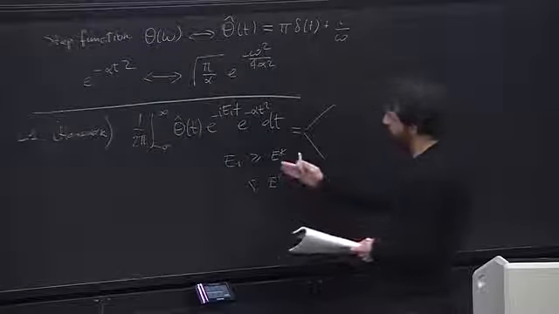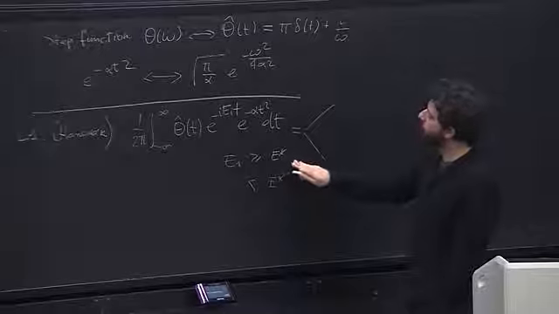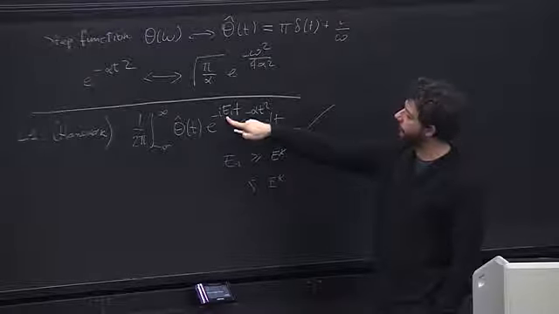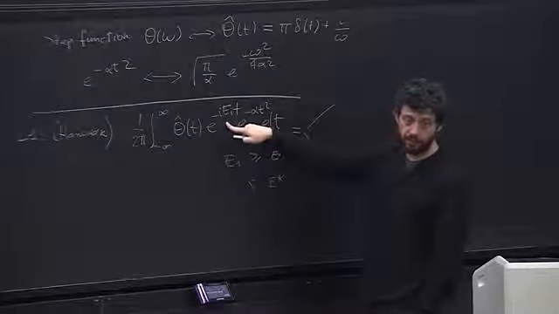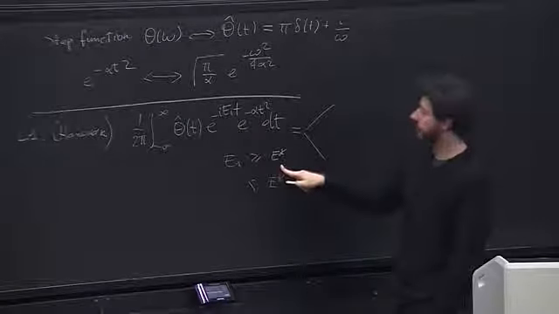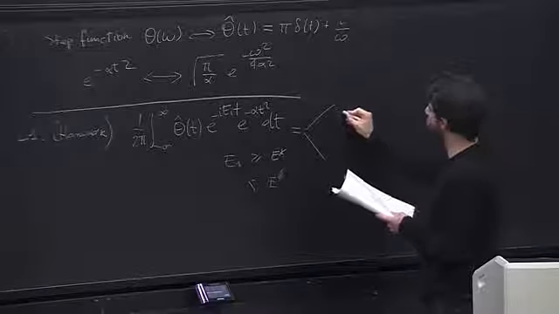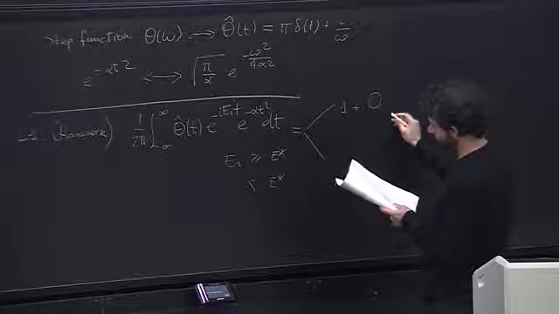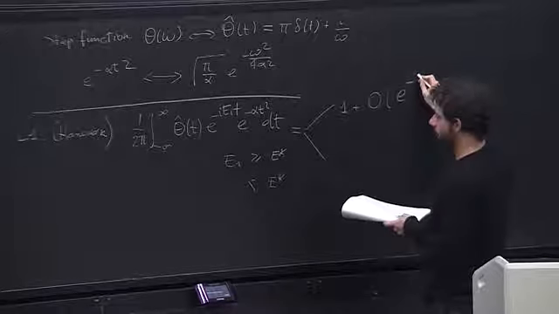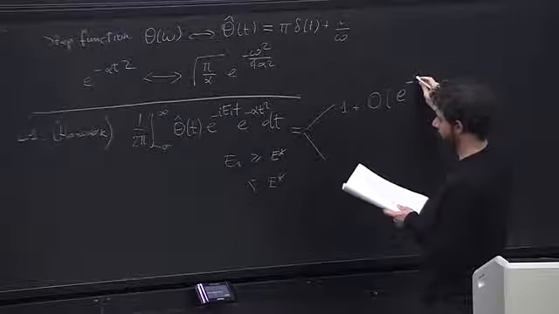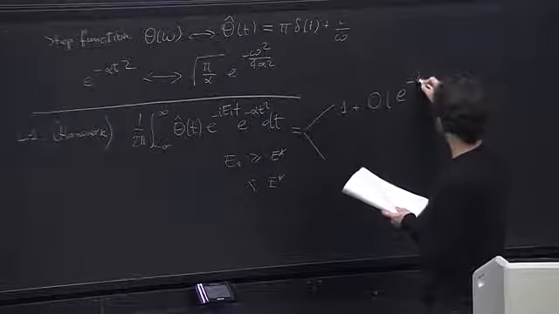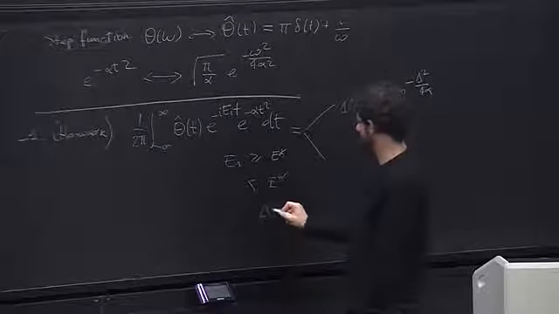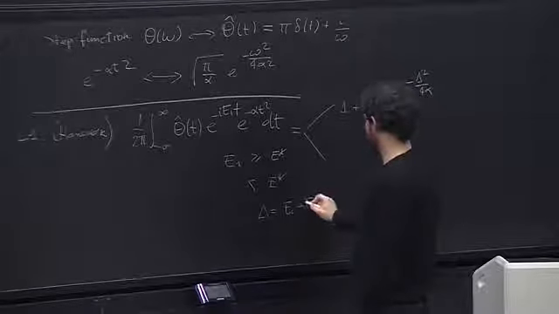So I fix some E star. So for every E star, if this number E, that I can think of as an energy, is above this value E star, then this integral can be written as the value 1 plus a correction that is of the order of e to the minus delta squared over 4 alpha, where delta is E minus E star.